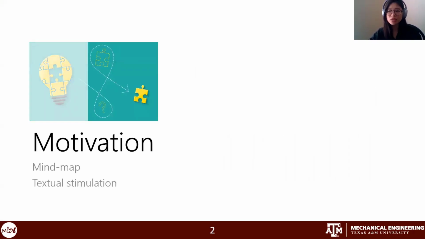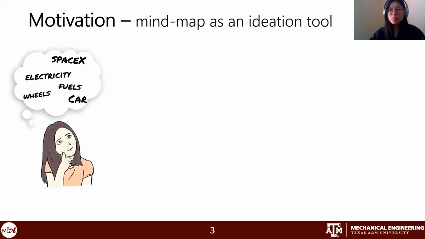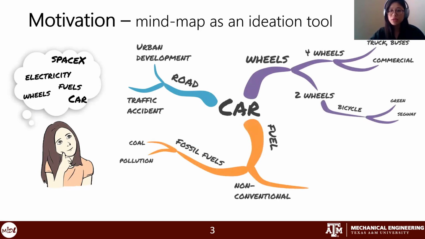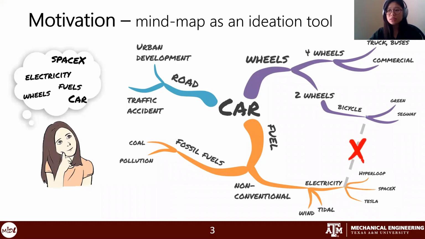So first, we want to talk about the mind mapping technique and the usage of textual stimulation in design. Mind maps are usually used for brainstorming and idea generation. It helps understand the relationships between different aspects of a central problem through a tree-like network of nodes. By tree-like, we mean that it is an acyclic graph. So this process of structuring information makes mind mapping an excellent tool to investigate a central problem in depth.